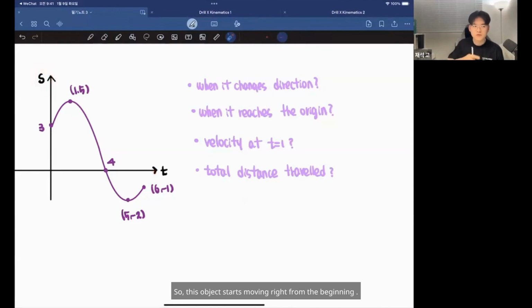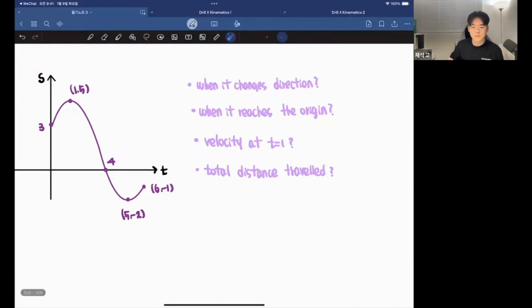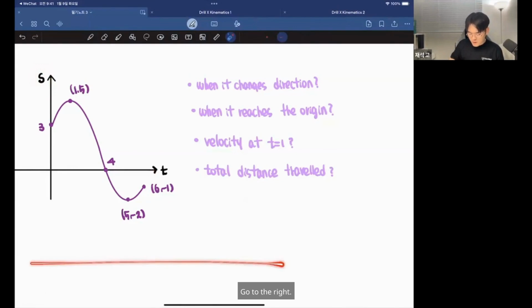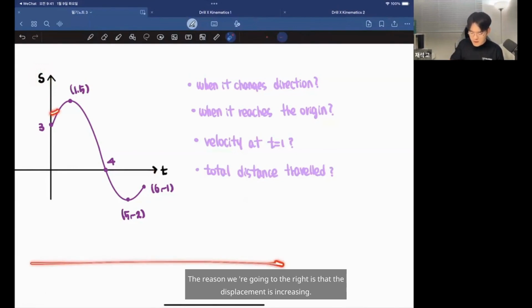So this object starts moving right from the beginning. Should we go to the left? Should we go to the right? To the right, yeah. The reason we're going to the right is that the displacement is increasing.